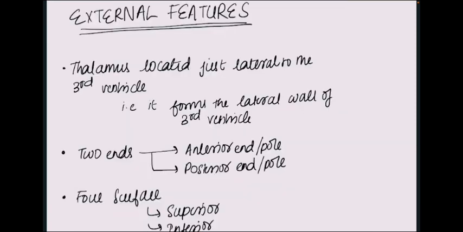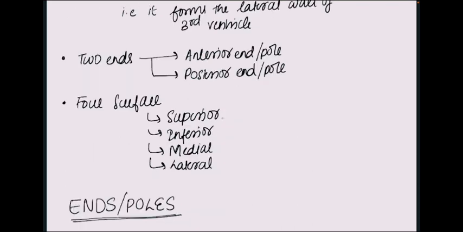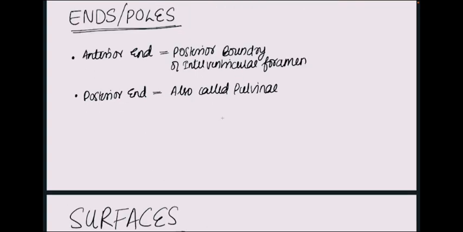The external features of thalamus. The thalamus is located just lateral to the third ventricle, or we can say that the thalamus forms the lateral wall of third ventricle. So in the midline you have the cavity of the third ventricle, and on either side we have the thalamus. The thalamus has two ends, the anterior end or the anterior pole, and the posterior end or the posterior pole. It also has four surfaces: a superior surface, an inferior surface, a medial surface, and the lateral surface.